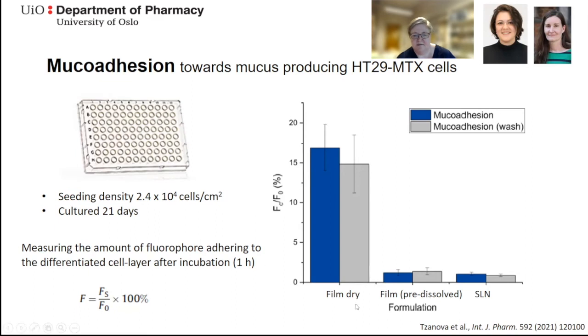And we compared a dry film, we called it dry because it was used as such, but it was of course mixed with HBSS as a medium during the test. And then we compared it to pre-dissolved film and directly the SLNs. And when the film is pre-dissolved, the SLNs will separate from the film matrix, at least in this setup.